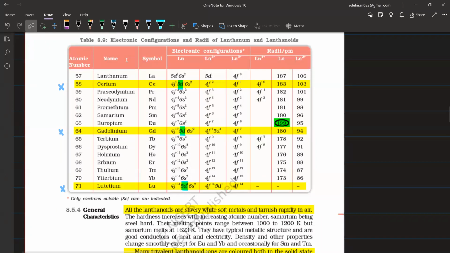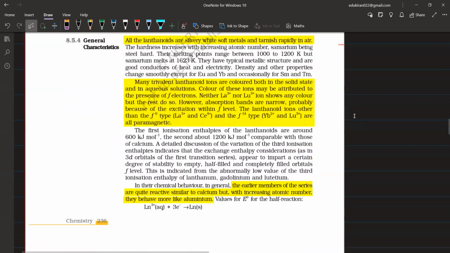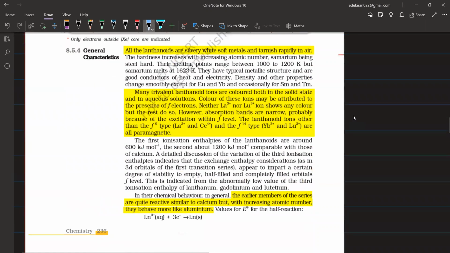Okay. Now, next is the general characteristic. In general characteristic, you have to first of all see the reactions mainly. Here you will see some general properties. Many trivalent lanthanide ions are colored in both solid state and aqueous state. The color of these ions may be attributed to the presence of f electrons. This is important. Why do they show color? They will show color because of the presence of f electrons. When you have f0 or f14, these are going to be paramagnetic.